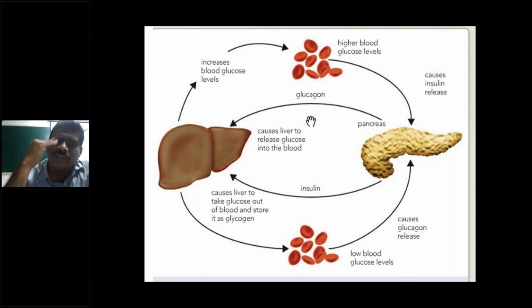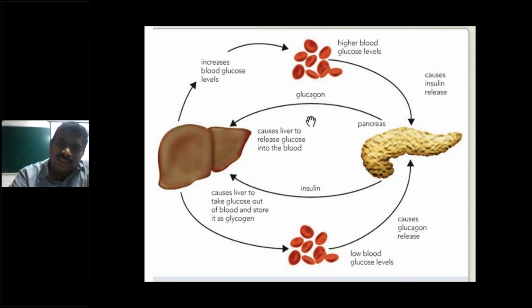The brain requires a continuous supply of glucose. So whenever the sugar levels decrease, that is, low blood sugar level, it causes the pancreas to release glucagon. Now glucagon is released from the pancreas, and this glucagon causes the liver to release glucose into the blood.